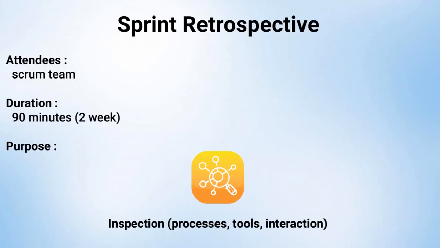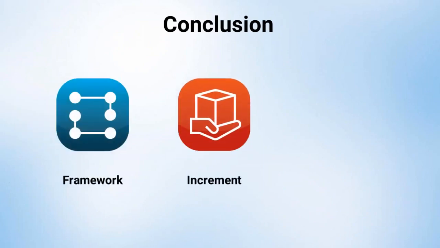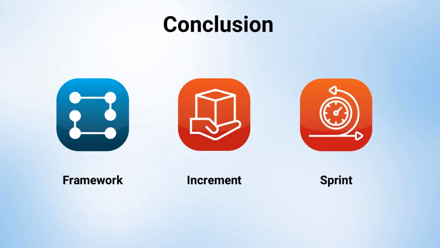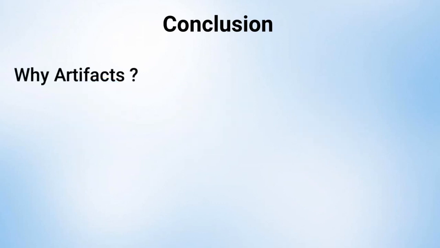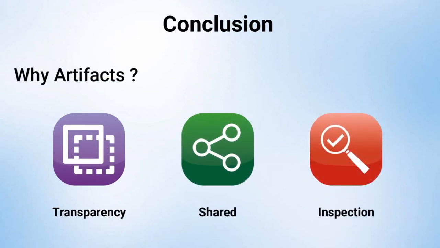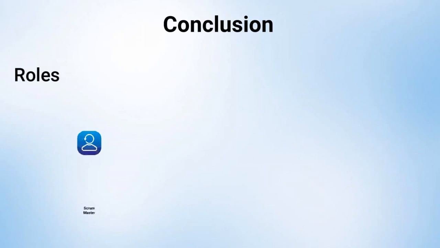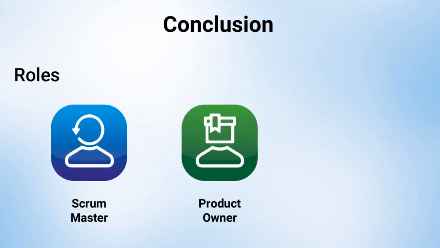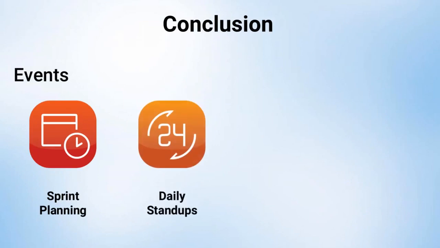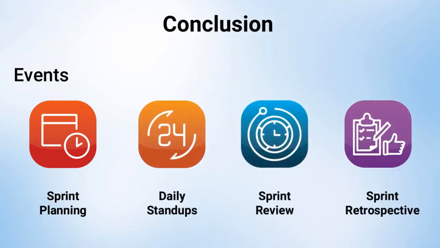So here is a review of what we have discussed in this video. Scrum is an agile framework. An increment is a potentially shippable portion of the project that meets the definition of done. A sprint is a time-boxed period in which the increment is created. Scrum artifacts provide project transparency, enable shared understanding, and enable inspection and adaptation. Scrum roles include the Scrum Master, the product owner, and the development team members, and also stakeholders. Scrum meetings include the sprint planning meeting, daily stand-ups, the sprint review, and the sprint retrospective.